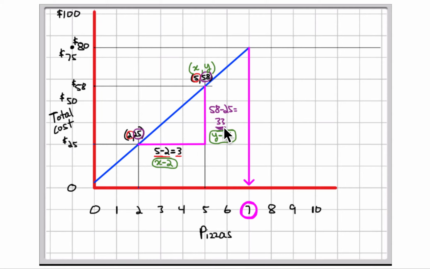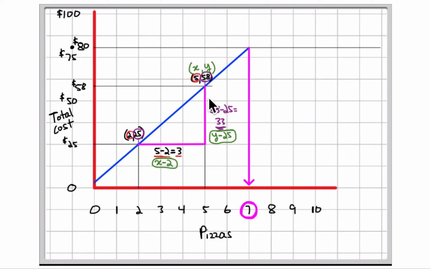And also, we're going to figure that out in a second. But also, let me show you that this is how you're going to get the x and y values for the equation. We're just going to replace 5 with x and 58 with y. So this length here is x minus 2. So again, sliding this over by subtracting those 2 pizzas.